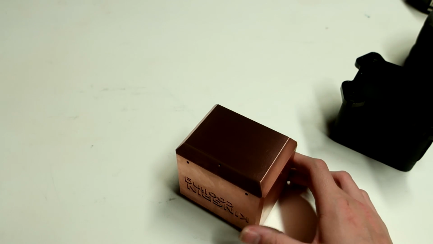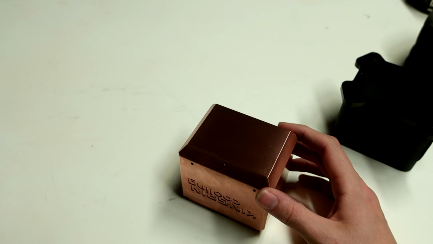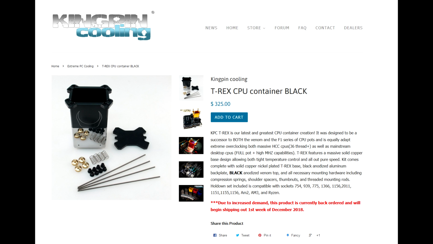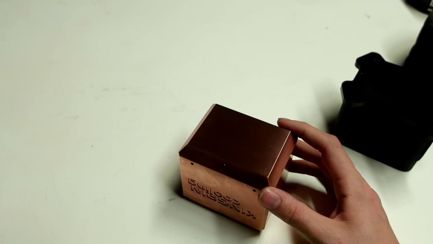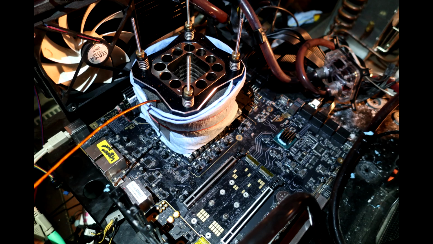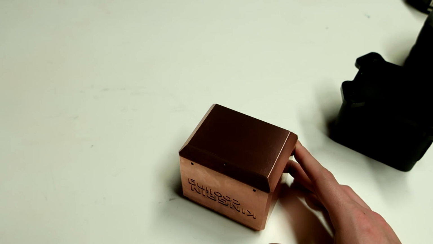The pricing of this container is a bit high, but it also is quite good compared to some of the other options on the market. The price for the T-Rex is at the moment around 320 to 330 US dollars at kingpincooling.com. But there's also a nice deal for the T-Rex plus an Inferno backplate for 400 US dollars in total. For comparison, the De Bauer Beast container that I have been using for 2.5 years costs 500 euros, so it is significantly more expensive than the T-Rex here.